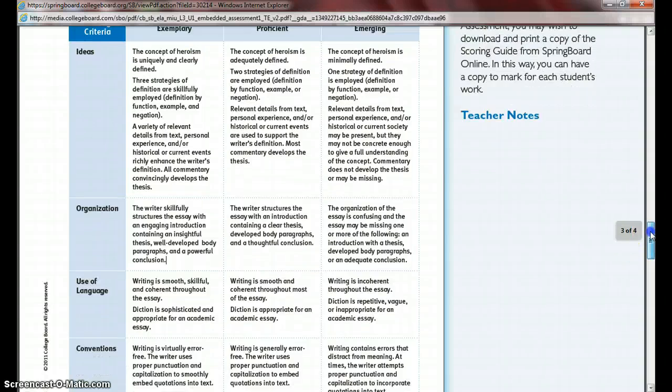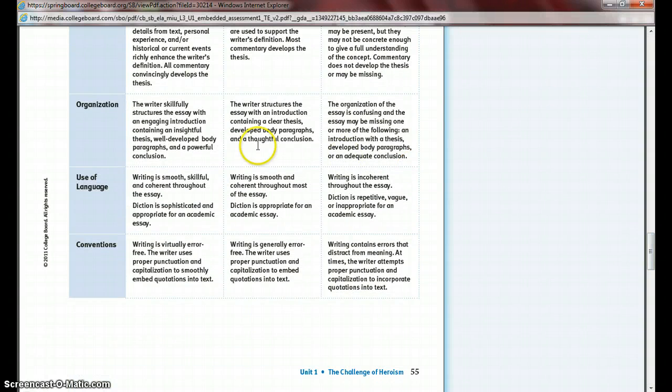As you continue on down here, you want to look at your use of language. The writing is smooth, skillful, and coherent throughout the essay. The diction is sophisticated and appropriate. The writing is virtually error-free and uses proper punctuation.